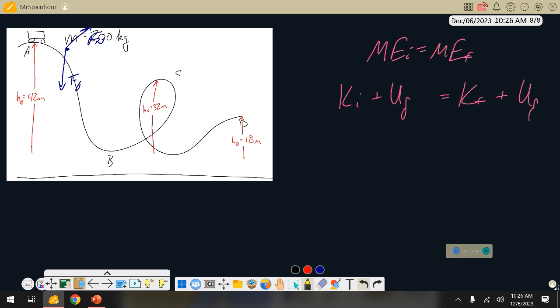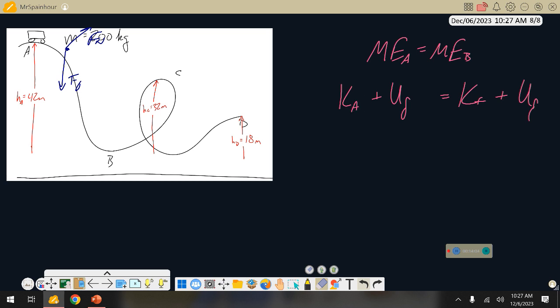I keep using initial and final, because it's what you're used to. But actually, in this case, it is not helpful, because we're dealing with a bunch of different spots. So I'm not going to use initial and final. If you want to, that's fine. You don't have to erase if you don't want. I'm going to change this to A and B.